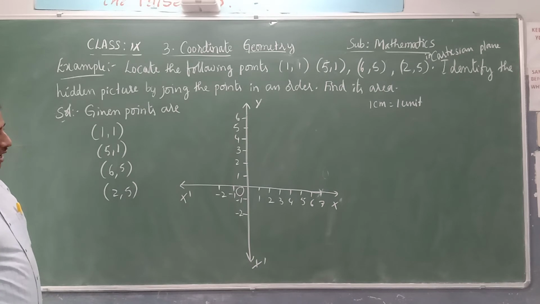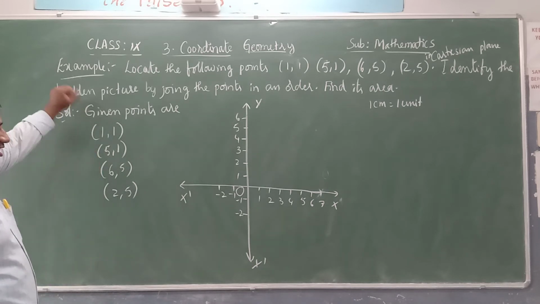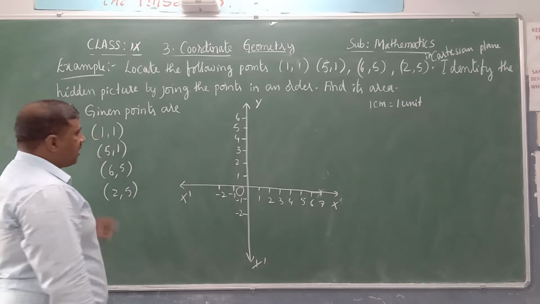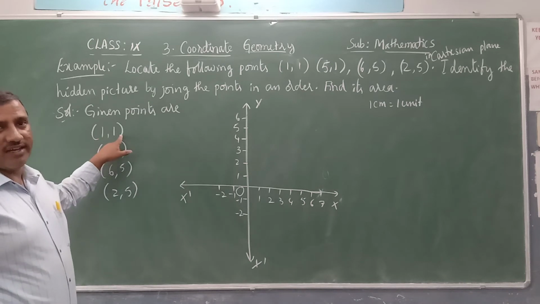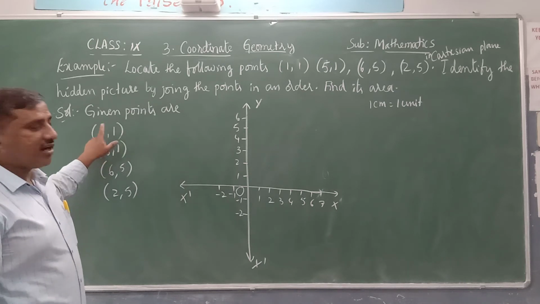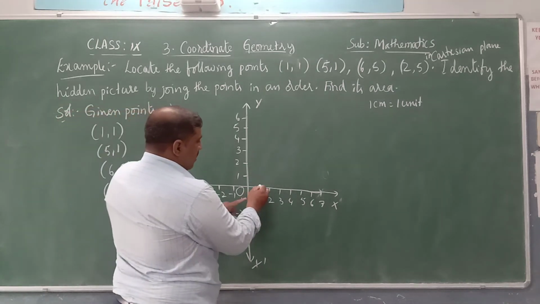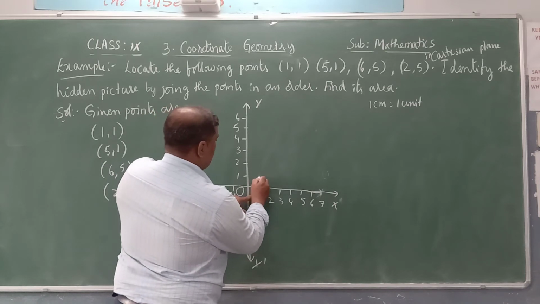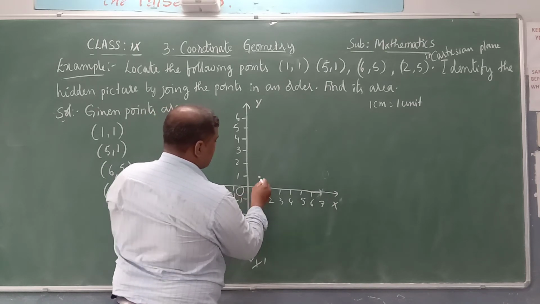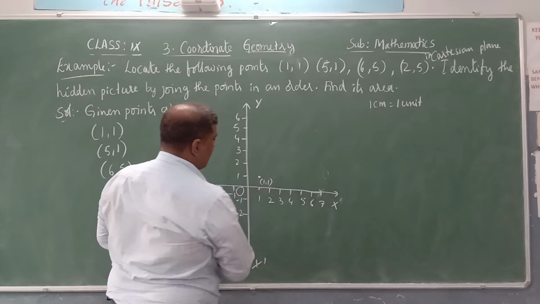Now locate these points in the Cartesian plane. 1 comma 1, that is x is 1, y is 1. Abscissa is 1, ordinate is also 1. Yes, this is 1 comma 1. This is the point we get. What is this point? It is 1 comma 1.